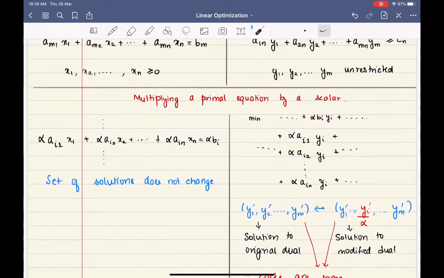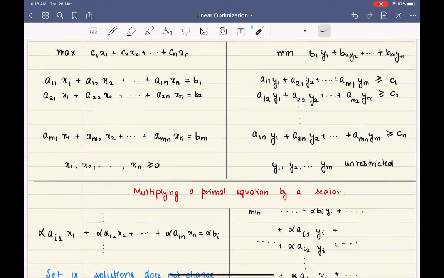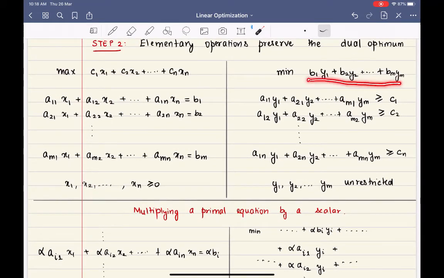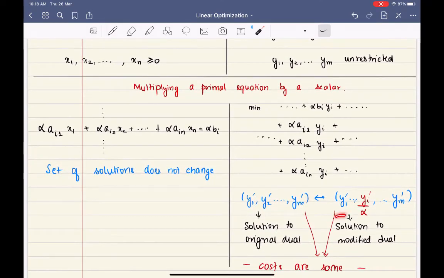Now what is the cost here? The cost here is b1 y1 prime plus b2 y2 prime and so on plus bm ym prime, and the cost there is b1 y1 prime plus and so on, with alpha times bi times yi prime by alpha. So again alpha gets cancelled and you get the same costs.